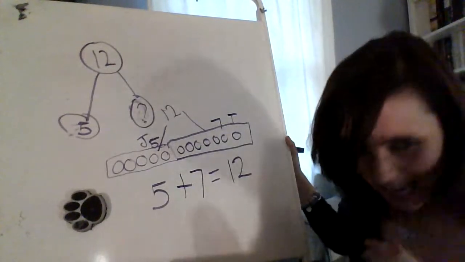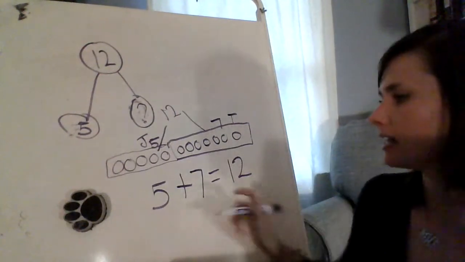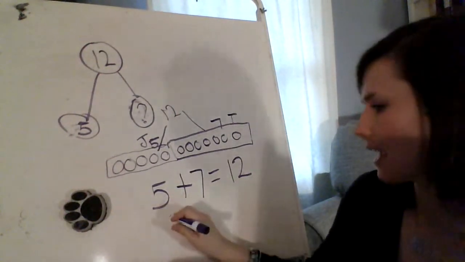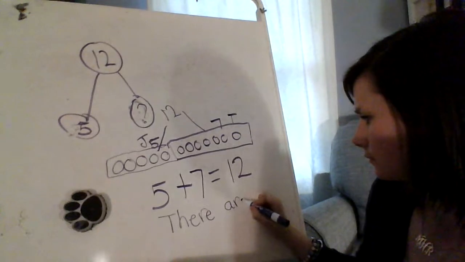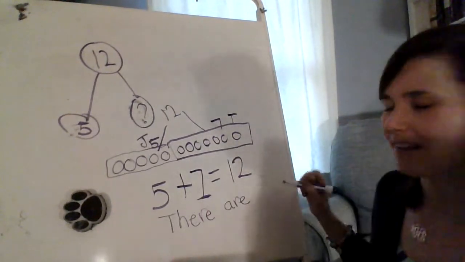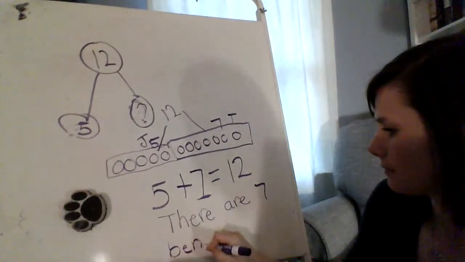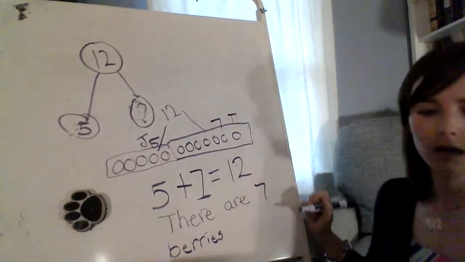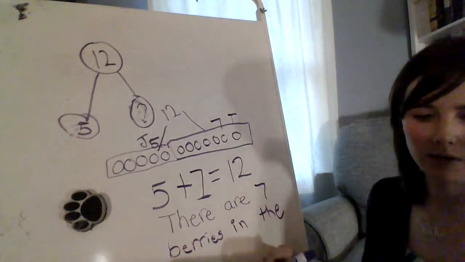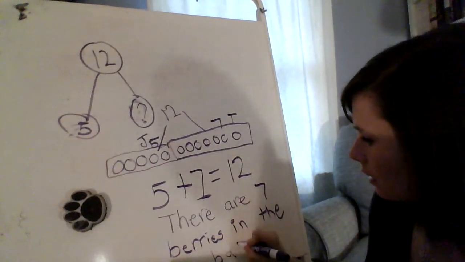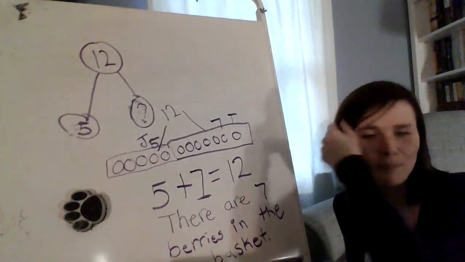No, we can't forget our statement. Okay, there are blank berries in the basket. How many? We'll say, what was it? I'm going to run out of room. There are, how many? 7 was the mystery number. 7 berries in the, you can see it down here, okay, basket, period. Very nice job, boys and girls.